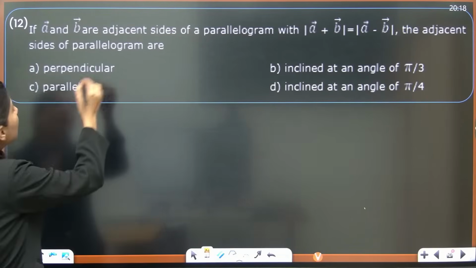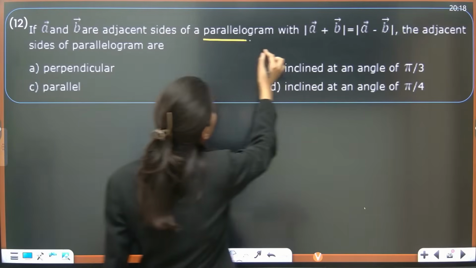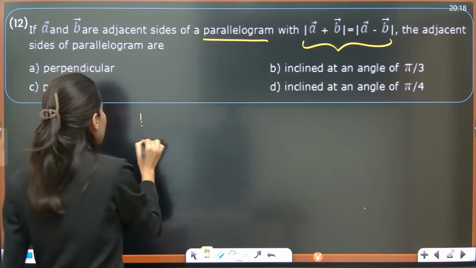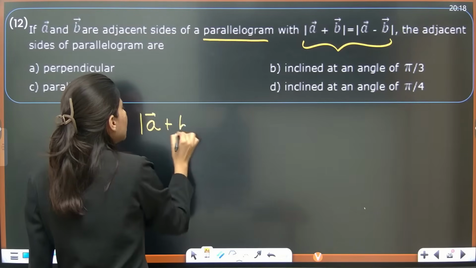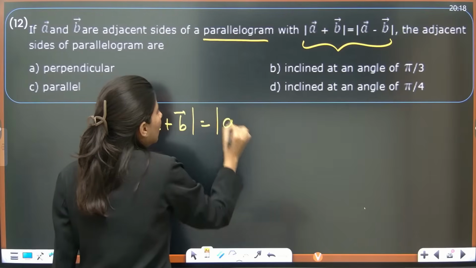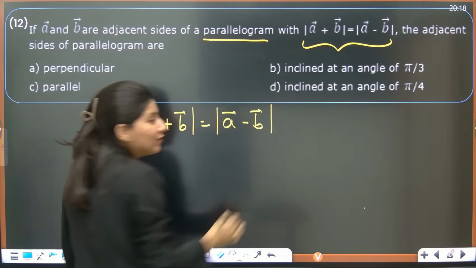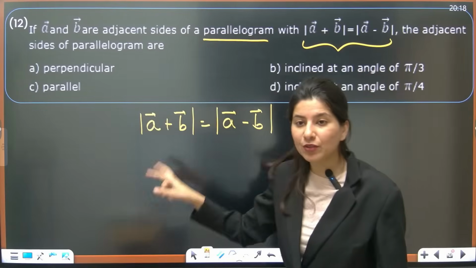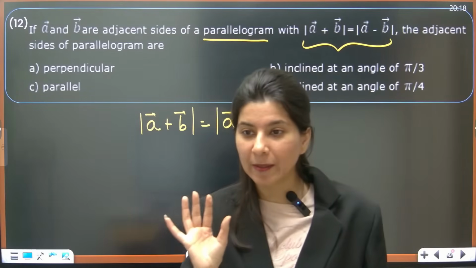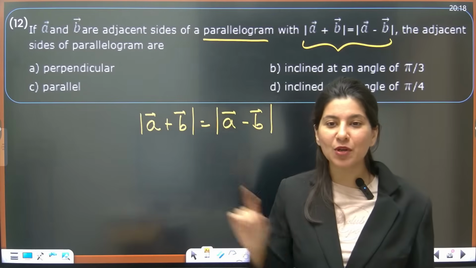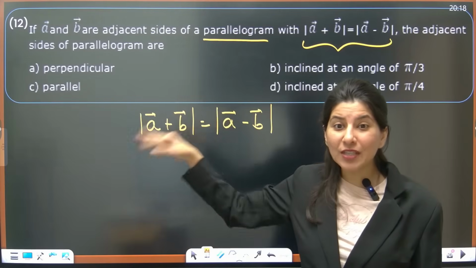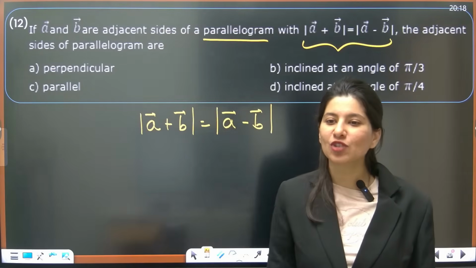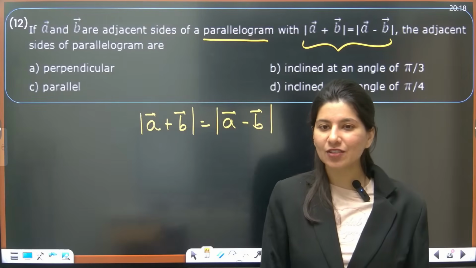A and B are the adjacent sides of a parallelogram with magnitude of A plus B equal to magnitude of A minus B. Can anybody tell me what is the first step? Only one thing you have to do. Hint, hint, hint. Only one thing you have to do and your answer will be sorted. Can anybody tell me in the chat box what to do? On both sides I have to perform one mathematical operation and your answer will be just like that. Quickly in the chat box.